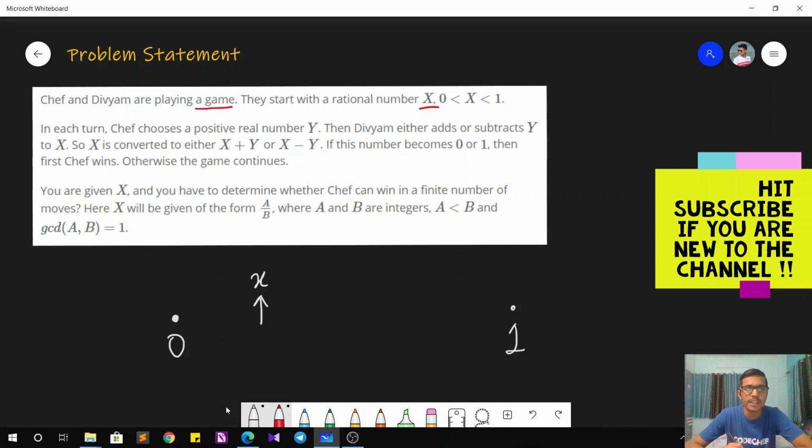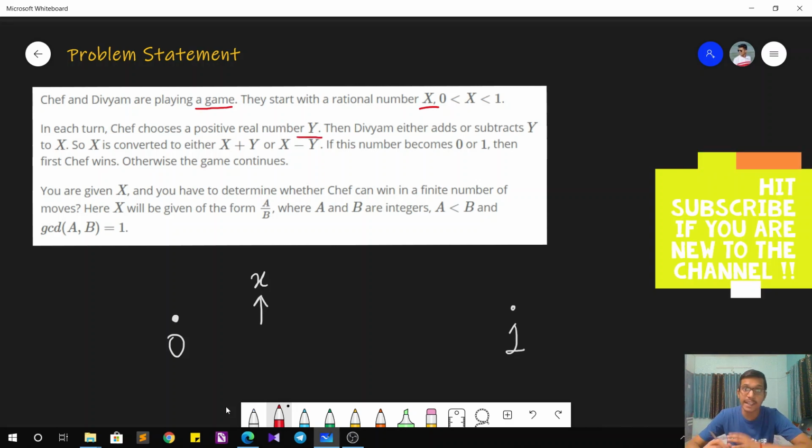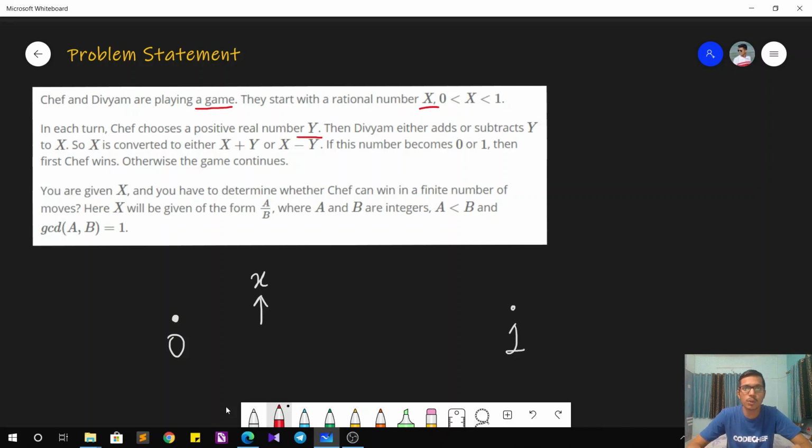Now in the game, in each turn, Chef chooses a positive real number y. So in each turn he has to choose a number. It can be different in different turns, but let's call that number y. And after choosing that number y, Divyam either adds or subtracts y to x. So x will be changed depending on the number y and the operation, that is addition or subtraction. So let's say in a particular turn, Chef chooses the number y and Divyam decides that he wants to add y. So what is going to happen?